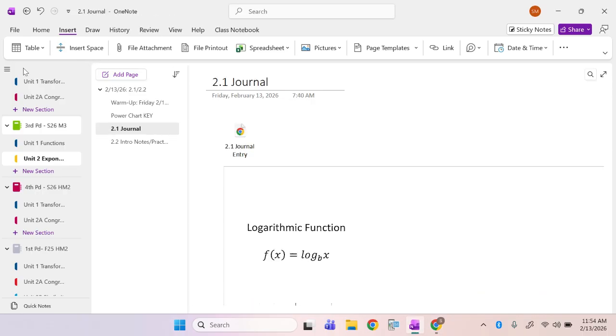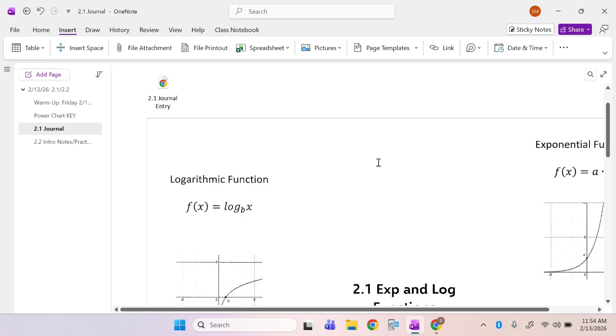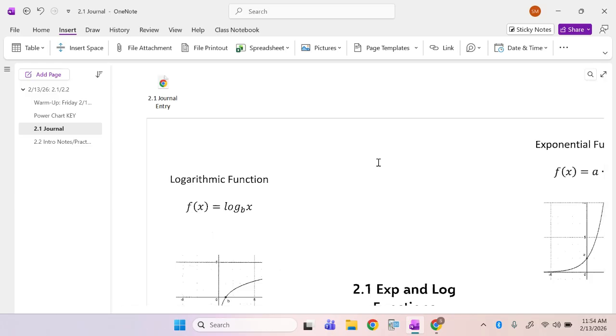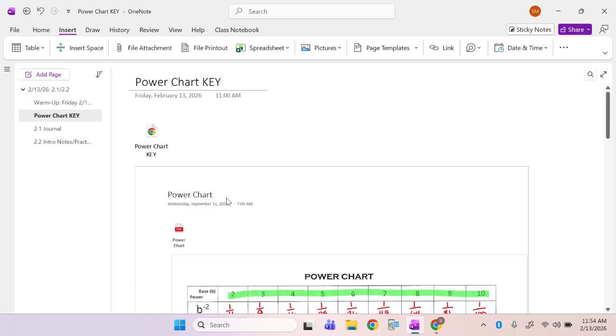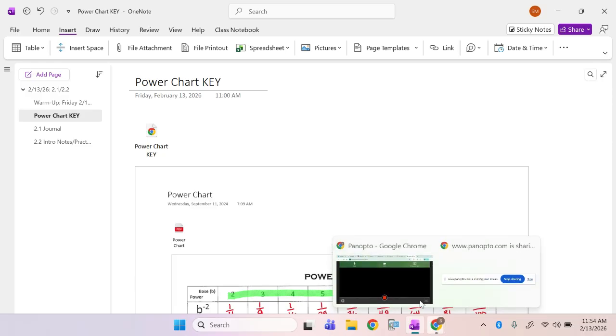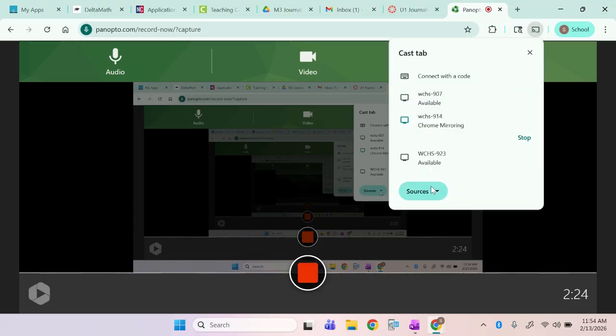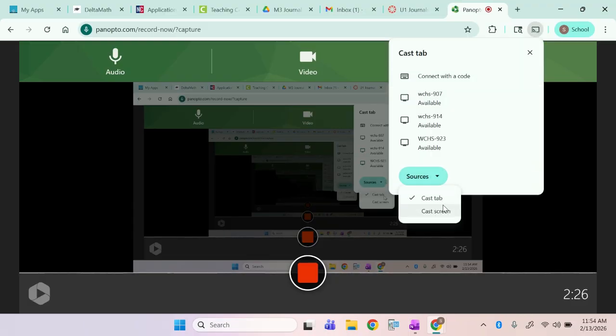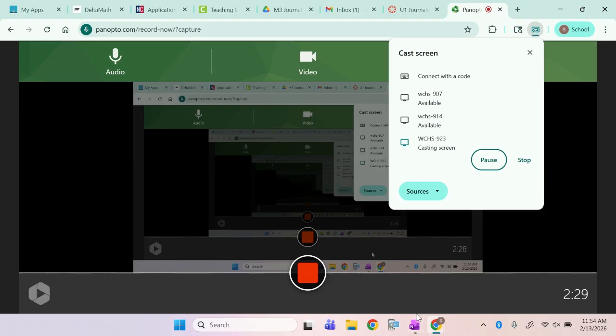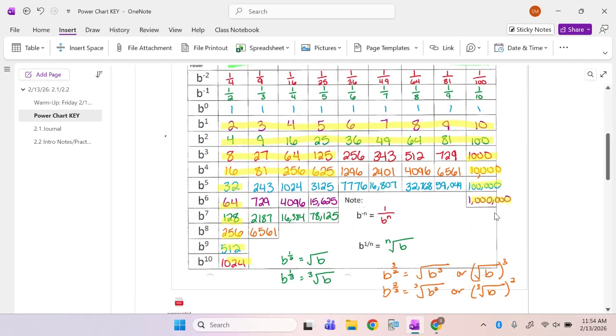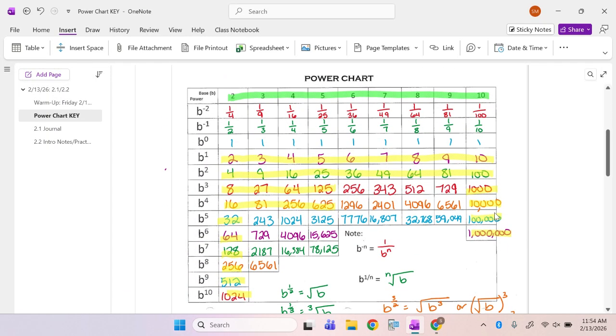The reason I made you fill out that power chart is because when you think of the word exponential, what do you think of? Exponents. Well, guess what that power chart covers? Your power chart covers all of your basic powers.